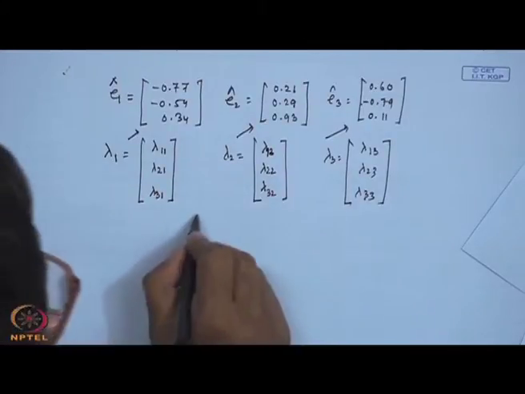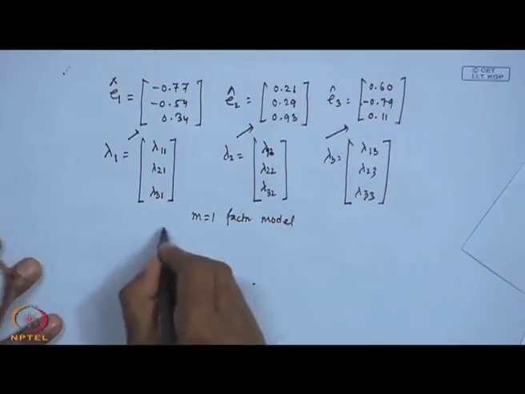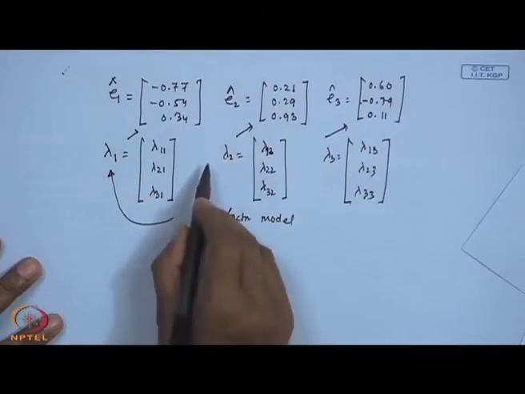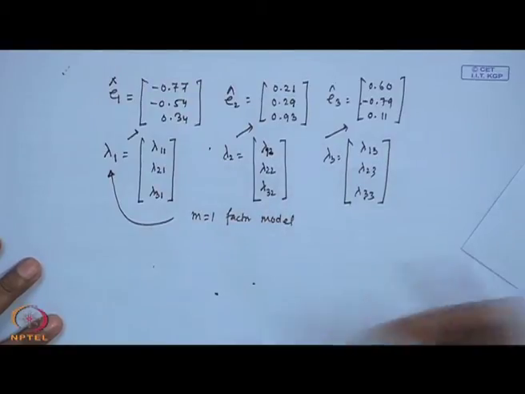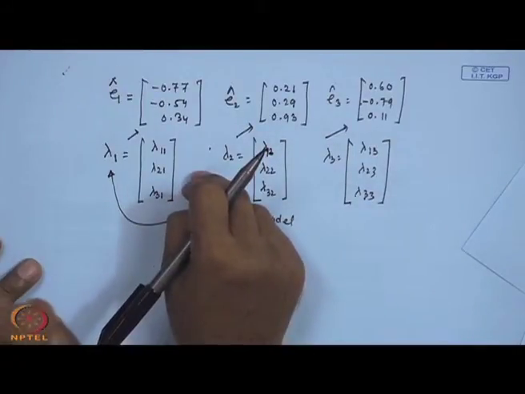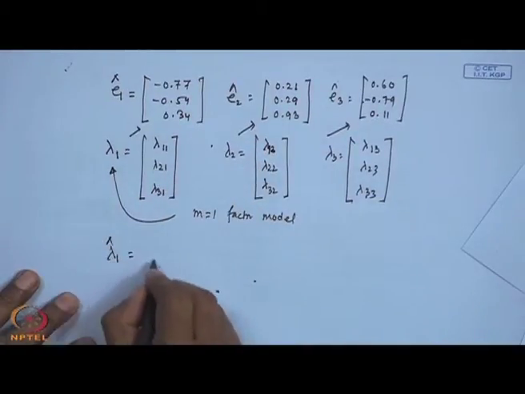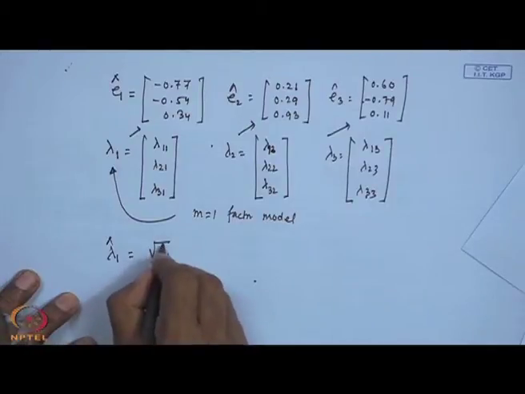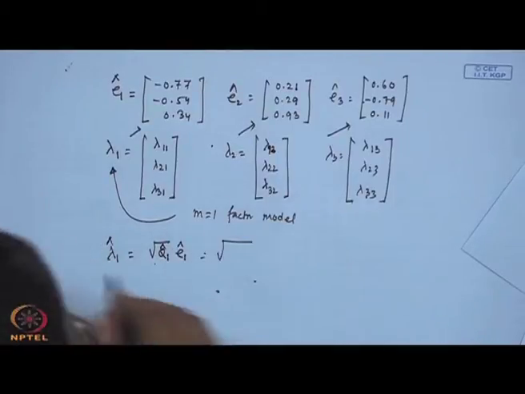Our question is, we want an m equal to 1 factor model. So we are concentrating only on lambda 1, not the other two. These effects we are basically giving to the psi, and we are saying that this 1 factor is sufficient. Okay, so then the lambda 1 estimate, what we have said, is Q1 times E1 estimate.